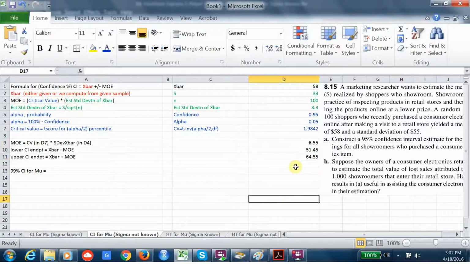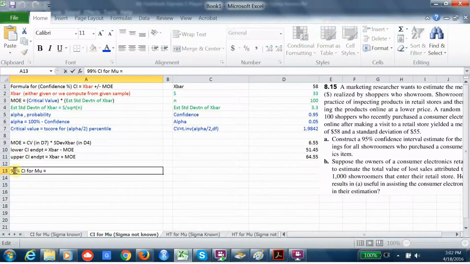Okay. And so now I have the 95% confidence interval. I didn't change it from the last problem. The 95% confidence interval for the mean is just equal to 51.45 to $64.55.